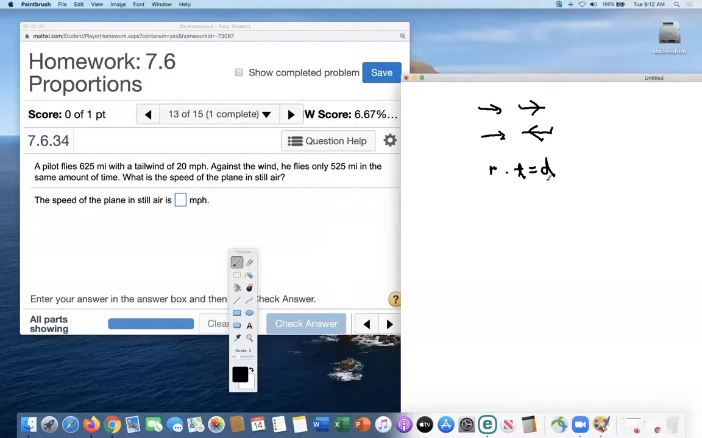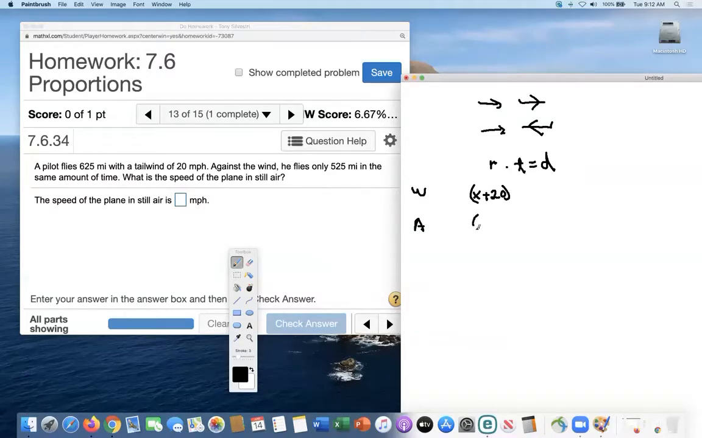So now we need to come up with two equations. This is with the wind, and this is against the wind. Those are your two equations that we need. So naturally, what's x? We need to come up with a variable speed. So x is going to be the speed of the plane without any wind. That's basically what I need to start off with. X is the speed of the plane. If there was no wind, then that's how fast the plane goes. But with the wind, it would be going x plus 20. Against the wind, the speed of the plane is whatever x is minus 20.